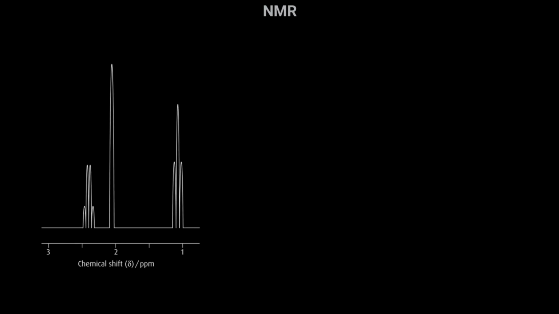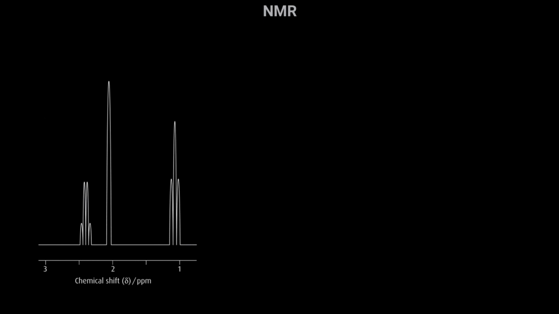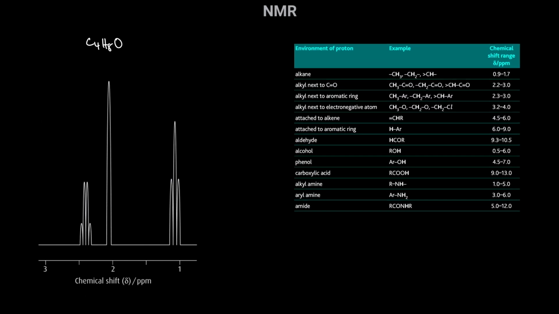So now let's solve the following question. Okay, here's an NMR spectrum of a compound that has the molecular formula C4H8O. Okay, and we want to determine the structure of this compound.